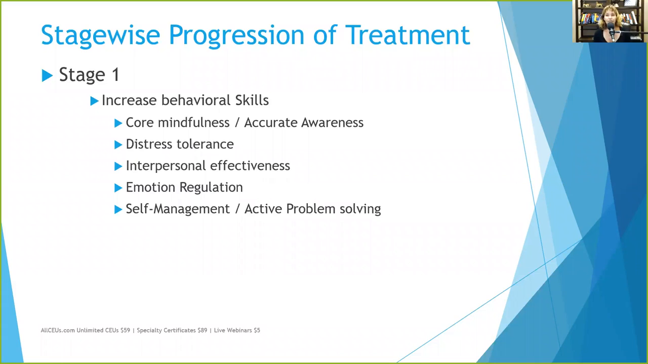We're going to increase behavioral skills, core mindfulness, and accurate awareness, encouraging clients not just when they're upset, but to engage in mindfulness scans, body scans, 4 or 5 times a day. So they know where they are and they know if they are starting to feel vulnerable. If they're feeling exhausted all of a sudden, if they're feeling foggy, then they know to be kind to themselves. Distress tolerance, we talked about those skills. Interpersonal effectiveness, talked about those skills. Emotional regulation, and active problem solving.